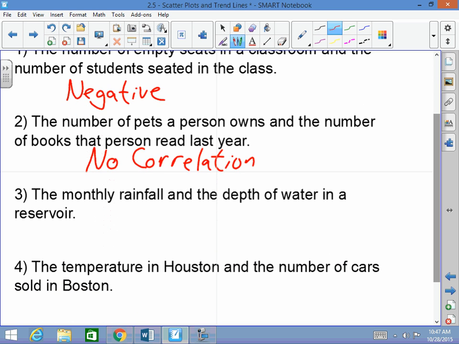Number 3, the monthly rainfall and the depth of water in a reservoir. Yes, sir. That's a positive correlation. Very good. Because the more it rains, the more the reservoir fills up. And the more the reservoir fills up, the deeper that reservoir is. How about number 4, the temperature in Houston and the number of cars sold in Boston? Yes, sir. No correlation. Has nothing to do with each other.